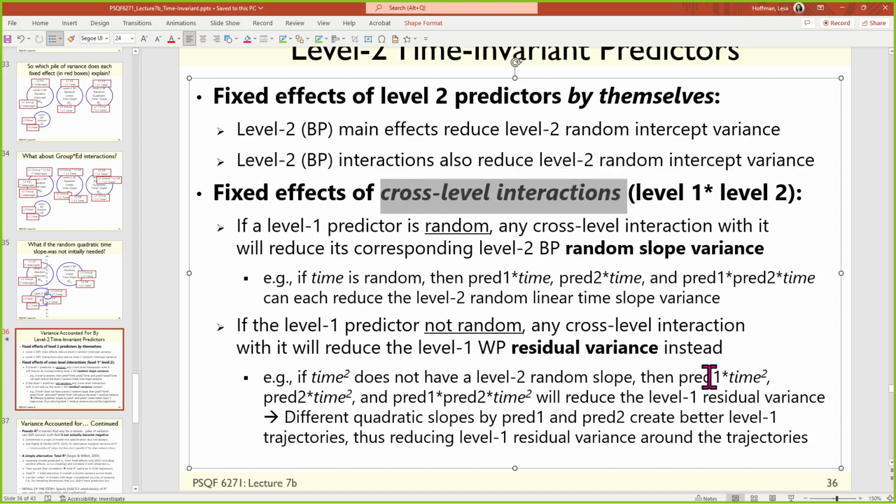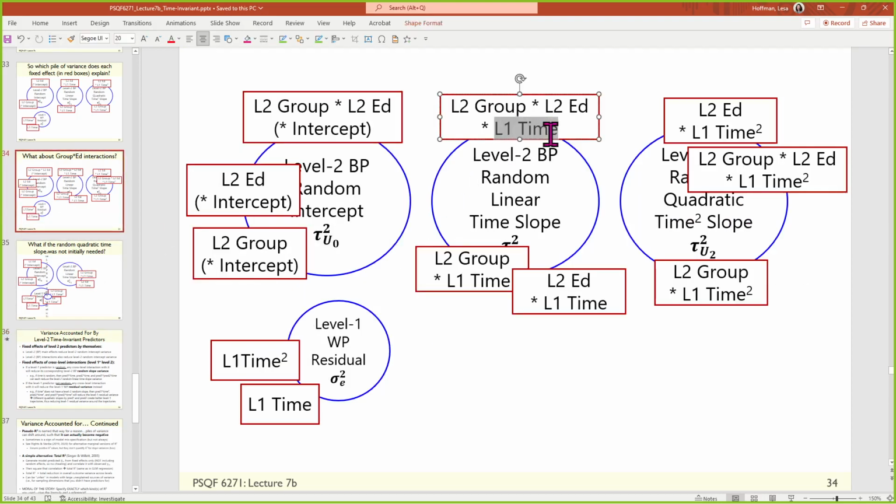Fixed effects of cross-level interactions depend on how you have modeled the level 1 part of it. If the level 1 predictor that is inside this cross-level interaction has a random slope to it, then the cross-level interaction explains that random slope variance. So in my pictures here, because this interacts with time, it explains the time circle. Because this interacts with time squared, it explains the time squared circle.